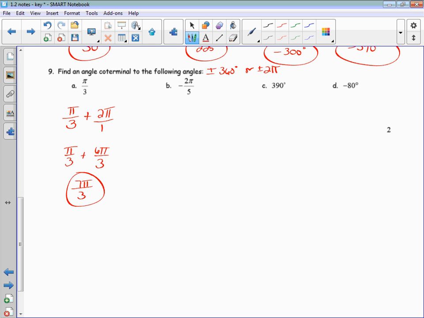Yeah, you could give me negative 5 pi over 3. That would be great. Okay, then let's do letter C together. So I'm starting with 390. What do you want to do? Add or subtract? Yeah, subtracting seems easier this time. So minus 360. Okay. All right, you guys try B and D for me.